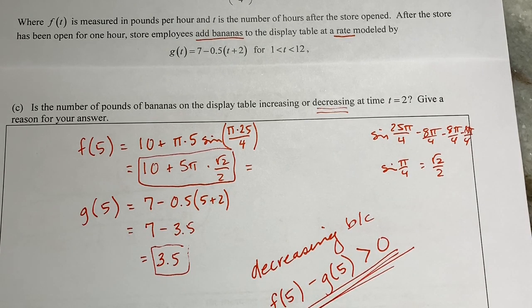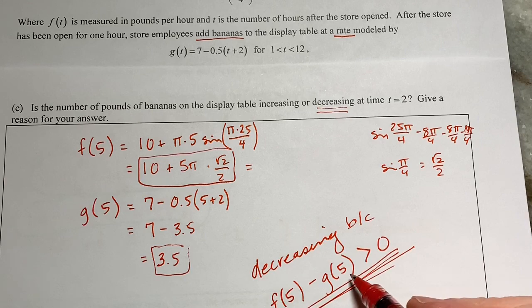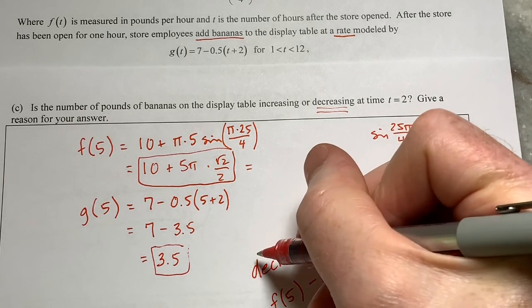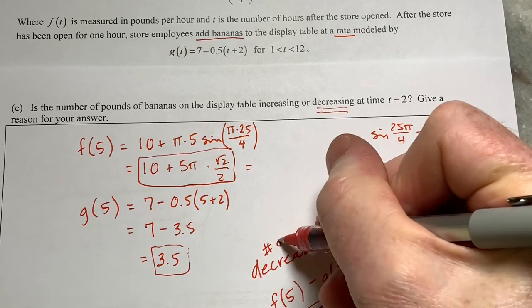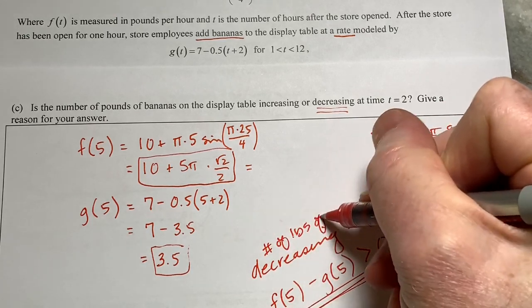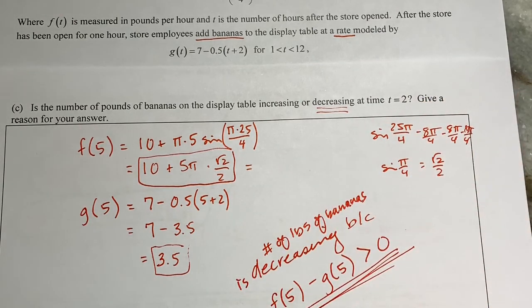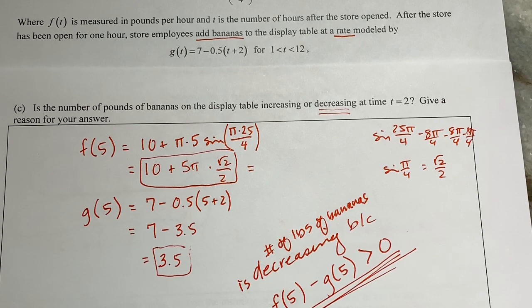Is that making sense? And you could also say G of 5 minus F of 5 is less than 0. All right, so you could say the number of pounds of bananas is decreasing because of that. Right? Because if that's positive, then the rate at which they're removed is positive. It's a bigger number.